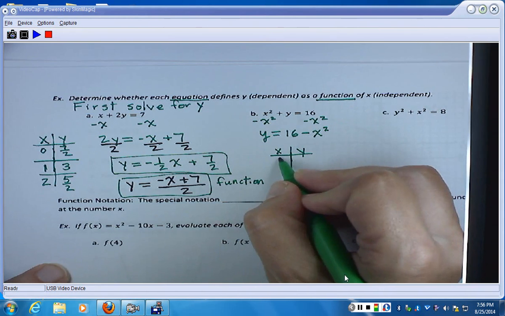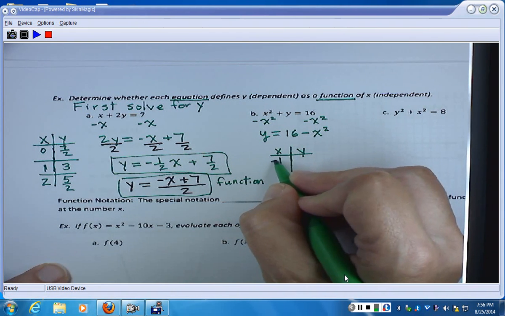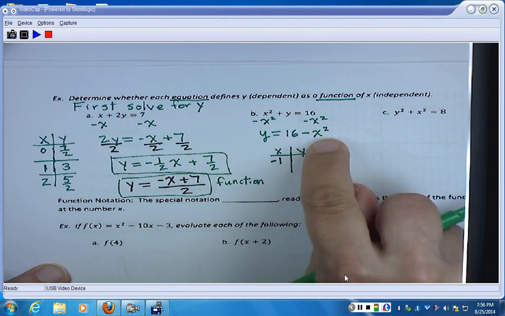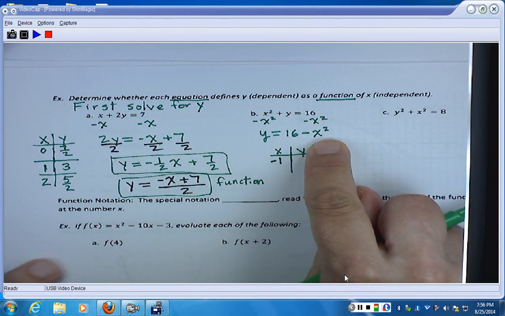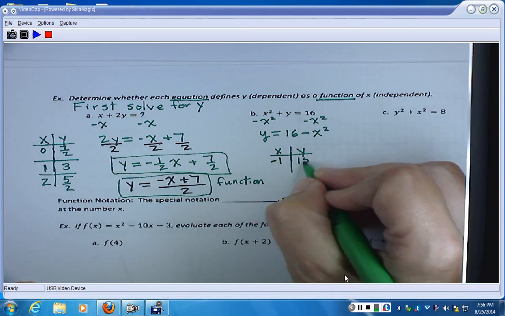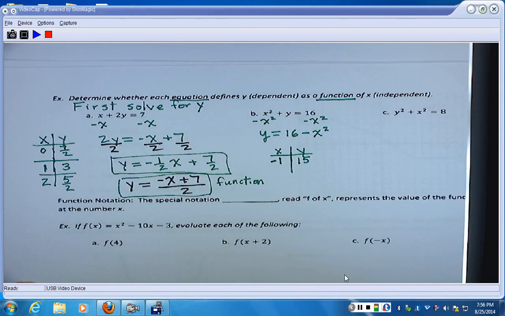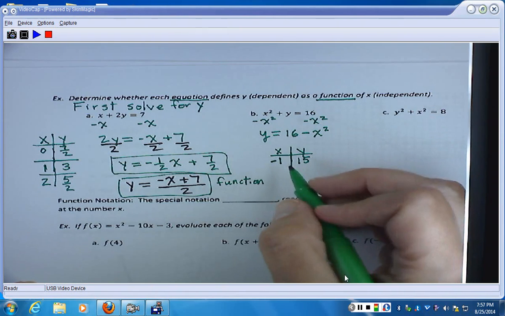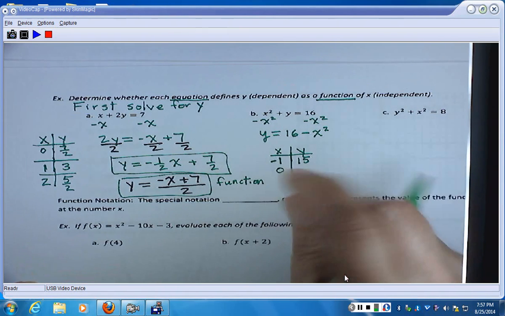So if I put in a negative 1 for x, what do I get? I square the negative 1, I get 1. I get 16 minus 1 is 15. This is that parabola we just did. Similar. If I put in 0 for x, what do I get? 16.